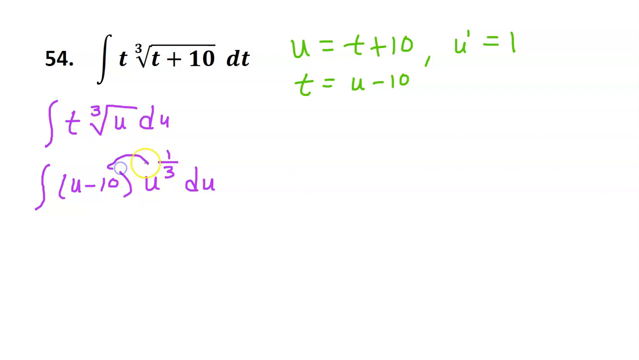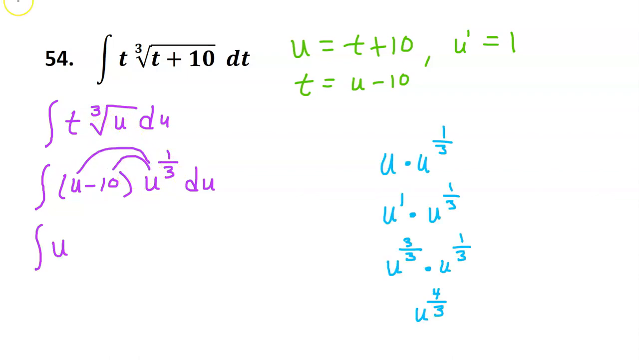Now we can do the distributive property. When you do u to the 1/3 power times u, you do something like this in your head, and you get u to the 4/3 power. And then 10 times u to the 1/3 power is just 10 u to the 1/3 power. We can integrate this term by term.